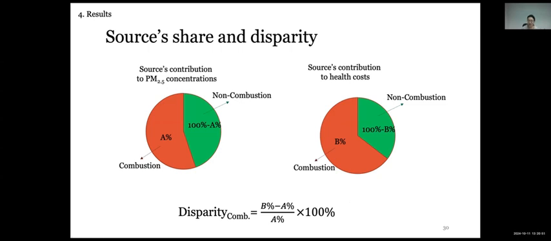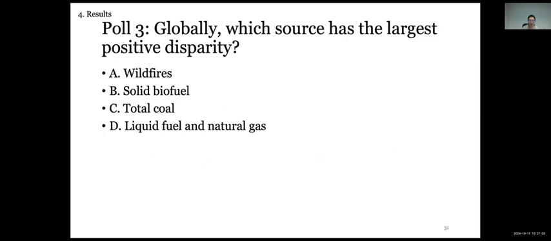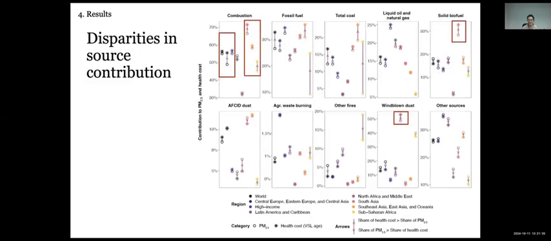Positive disparity means that the source contributes a higher percentage to health cost than its contribution to concentrations. I don't think we have time for the poll anymore. But globally, total coal demonstrated the most positive disparities, which means that phasing out coal is extremely beneficial. And we also observed some positive disparities for combustion sources.